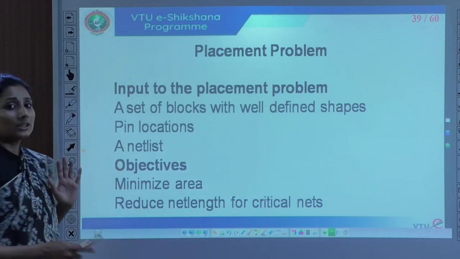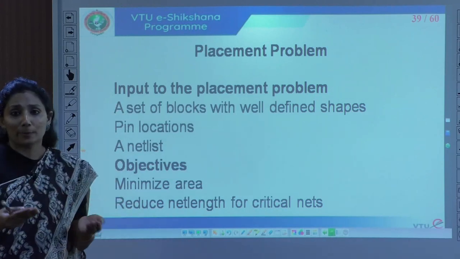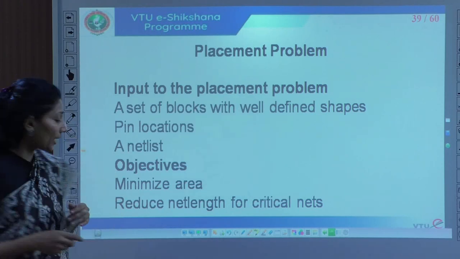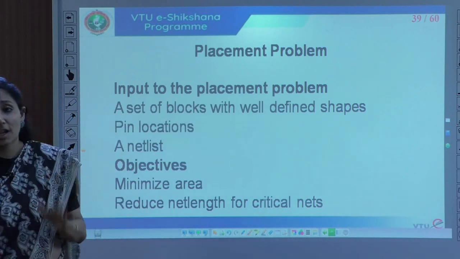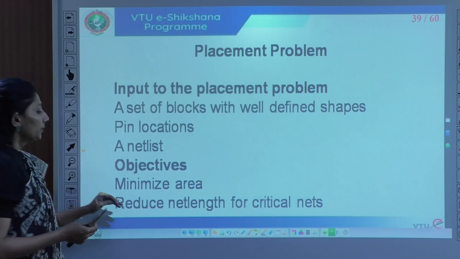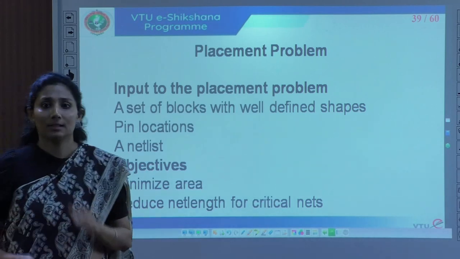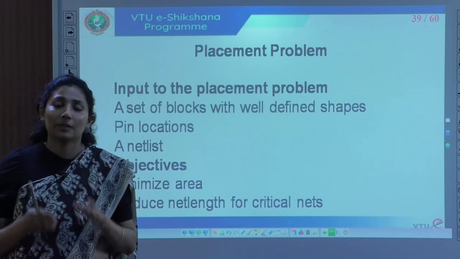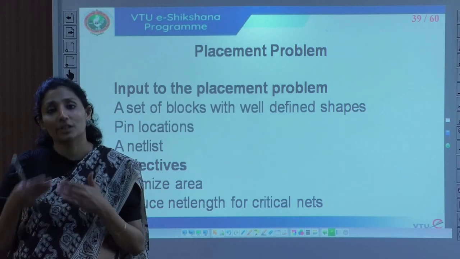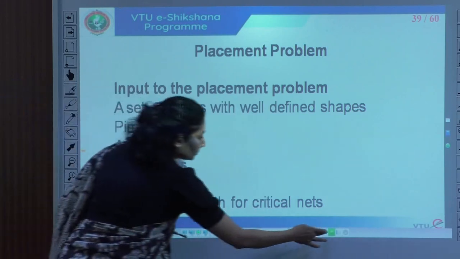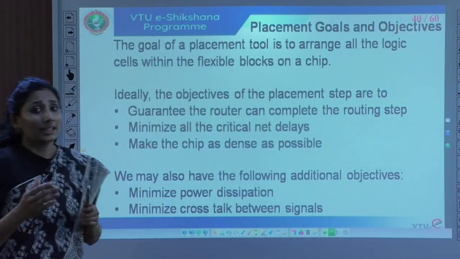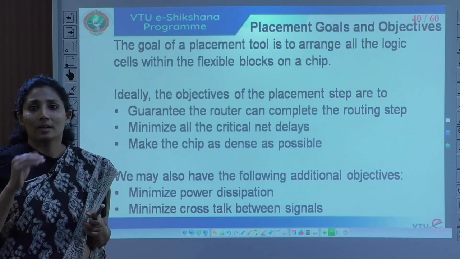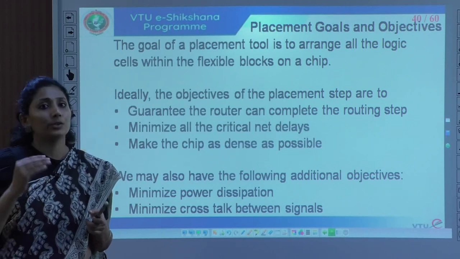Then when you have all these ready, what are the objectives to go for placement? Because I have already considered all these parameters, the majority of parameters I have already considered during floor planning. I have to further reduce the area of a chip, so minimize the area. Then reduce the net length of a critical net. I have to reduce the area of a chip and the path length. Whether it is possible to reduce it further, that I have to check. So here allotting the location is not the mandatory thing. It's already done. Now I have to reduce the entire area, and I have to reduce the wire length also.